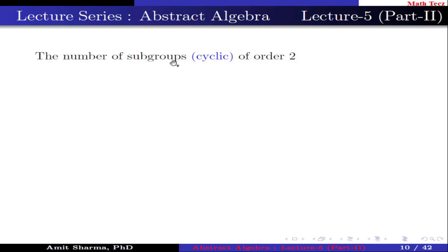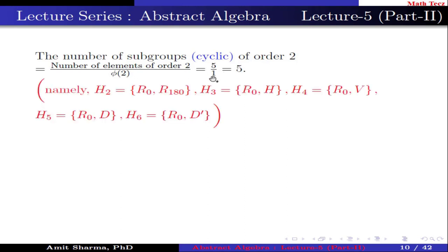The number of subgroups of order 2 which is cyclic equals the number of elements of order 2 divided by phi of 2, which is equal to 5, and the subgroups are H2 containing the elements R0, R180, H3 containing the elements R0 and H, H4 containing the elements R0, V, H5 containing the elements R0, D, H6 containing the elements R0, D dash. Let H be a subgroup of order 4.